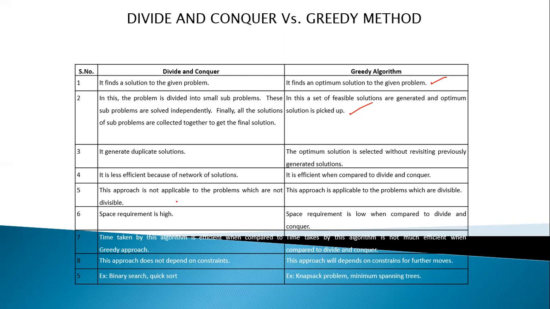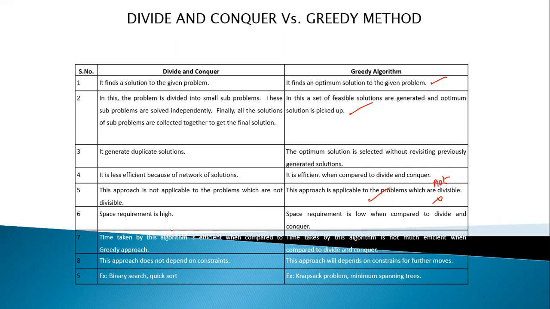The divide and conquer approach is applicable only to problems which are divisible, but the greedy method is applicable to problems which are not divisible. So the problems which are able to be divided follow divide and conquer, and the applications which are not divisible are for the greedy method.